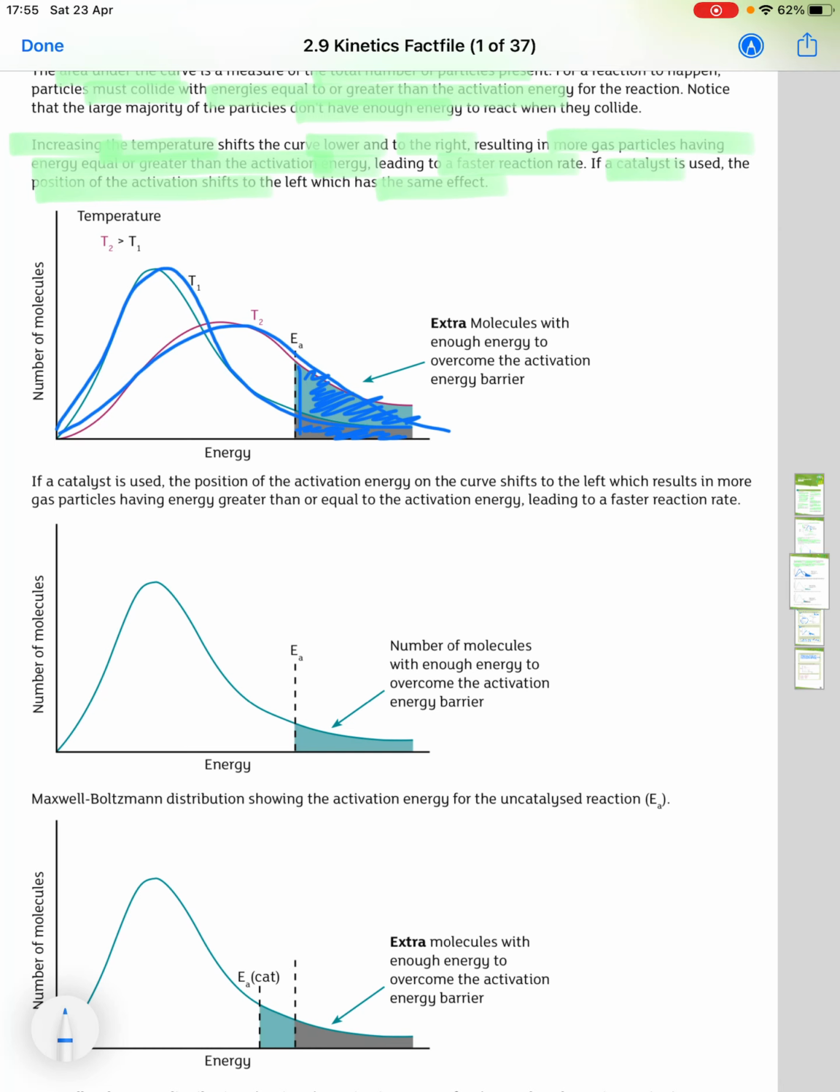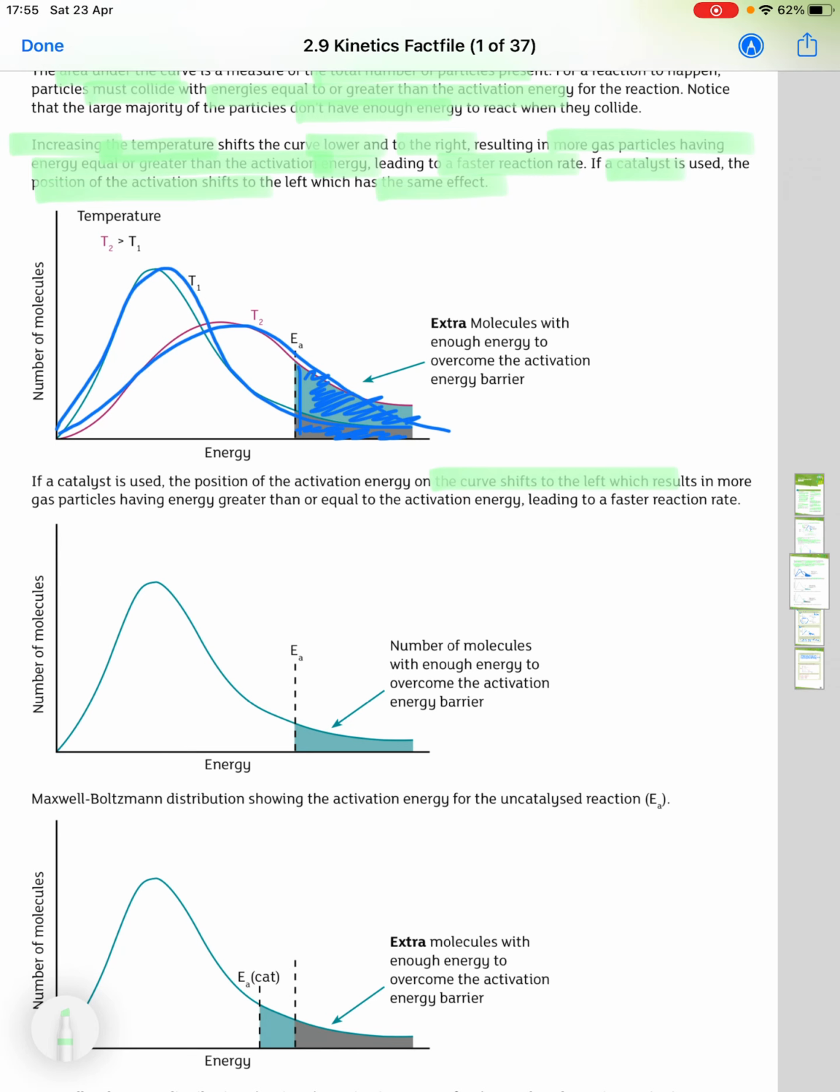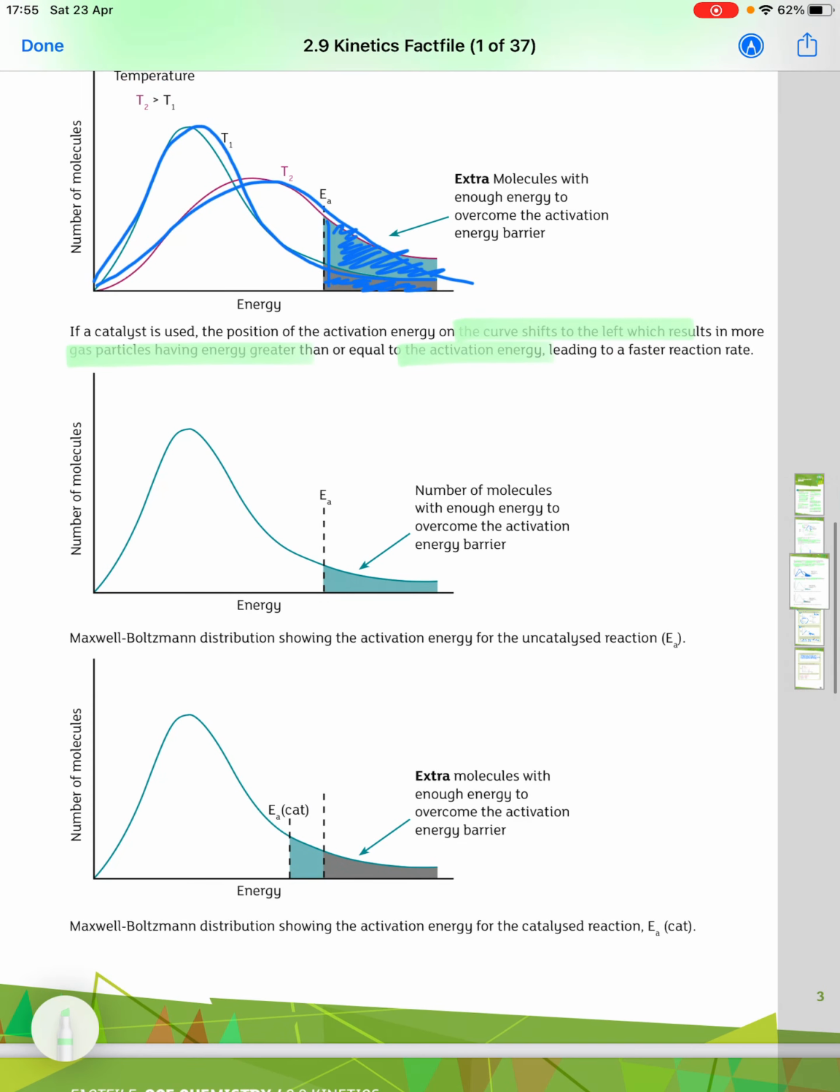So if a catalyst is used, the position of the activation energy on the curve shifts to the left, which results in more gas particles having energy greater than or equal to the activation energy, leading to a faster reaction rate. So you see here for an uncatalyzed reaction, and then underneath for a catalyzed reaction. In this second case, there are extra molecules with enough energy to overcome the activation energy barrier.